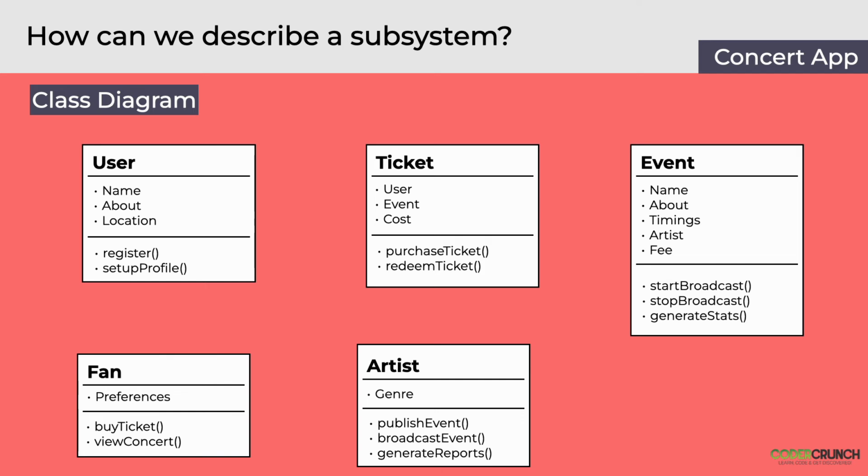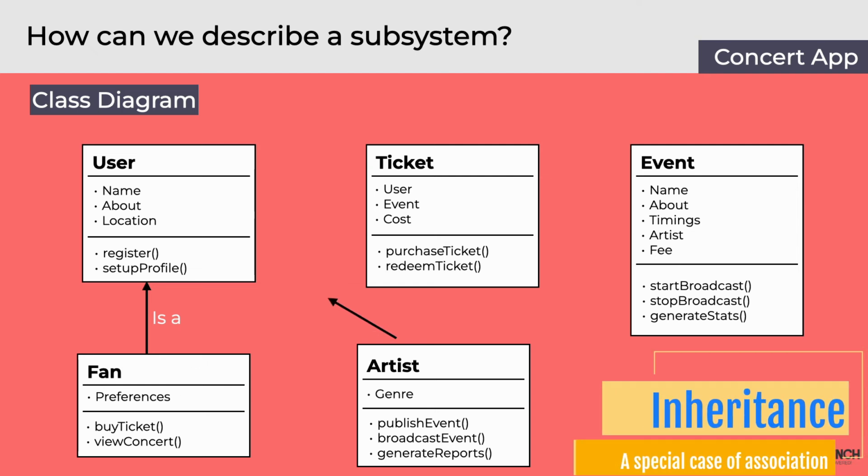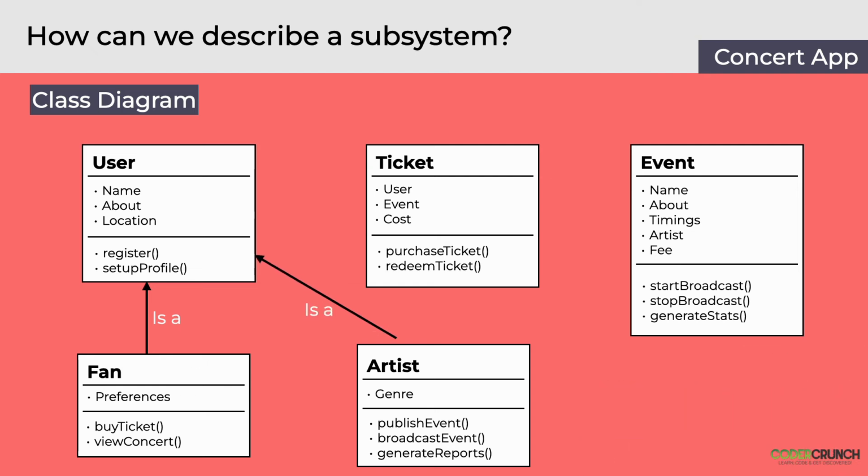This is shown by the lines that connect these various classes. Here, both the fan and the artist class represent a specific class of user. And in our model, they extend from the generic user class. This kind of relationship is called inheritance, which is a specific form of association relationship. This association is represented by the "is a" relationship. For example, the fan is a user. An artist is a user.